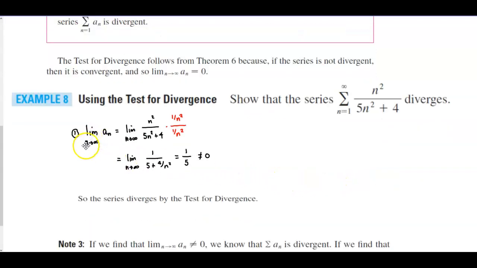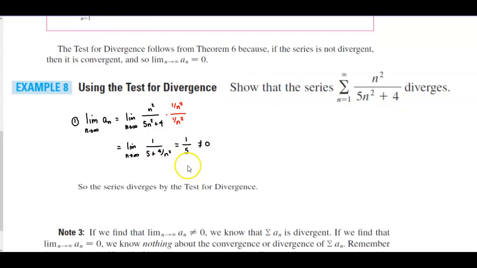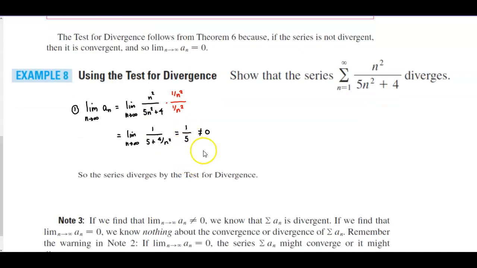So we're taking the limit as n approaches infinity of a subscript n, and then what we want to do is multiply both the numerator and denominator by 1 over n squared. We get the limit as n approaches infinity of 1 over 5 plus 4 over n squared. We're going to get 1 over 5 plus 0, which is 1/5. Now since 1/5 does not equal 0, then we can say that the series diverges by the test for divergence.